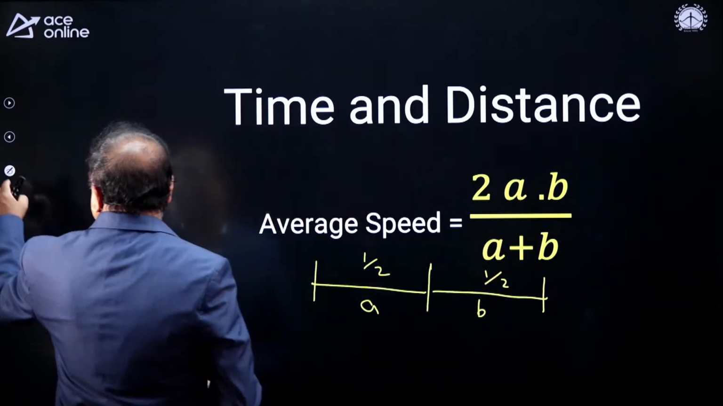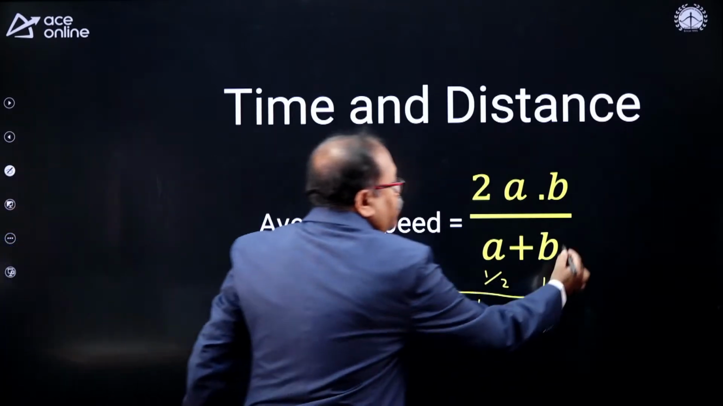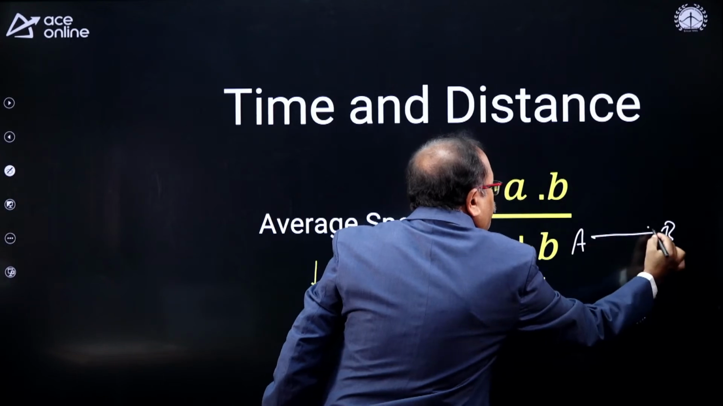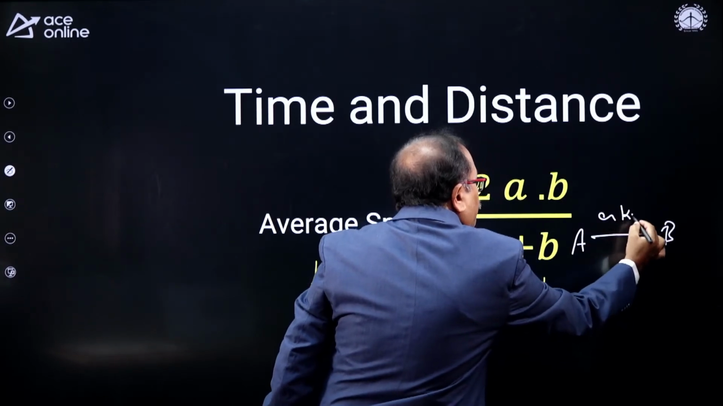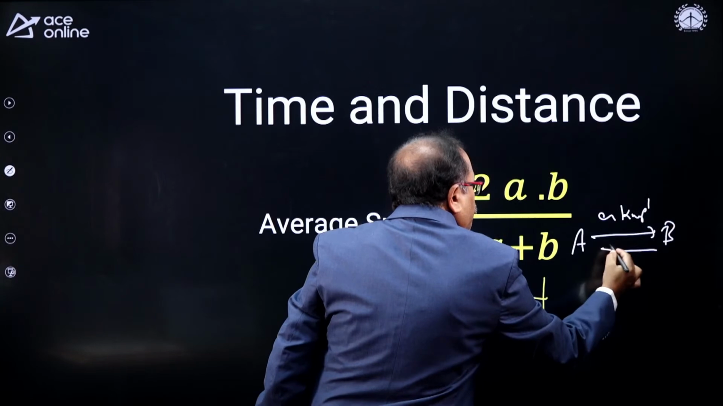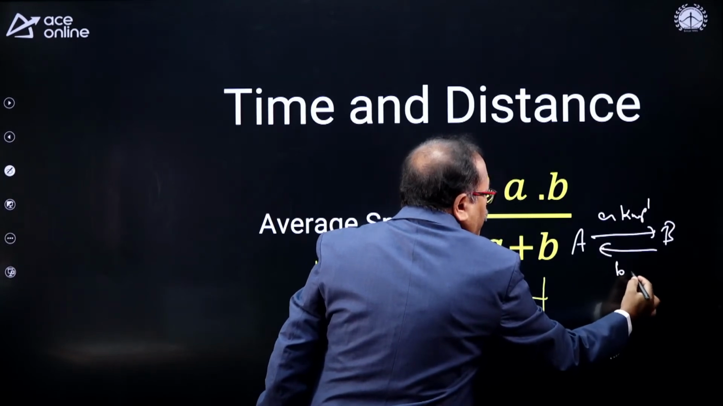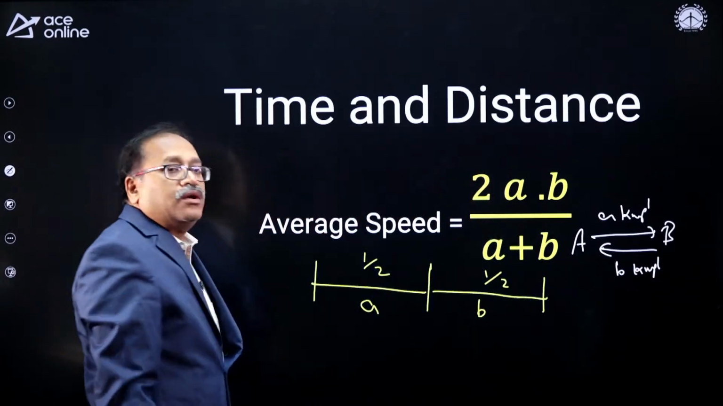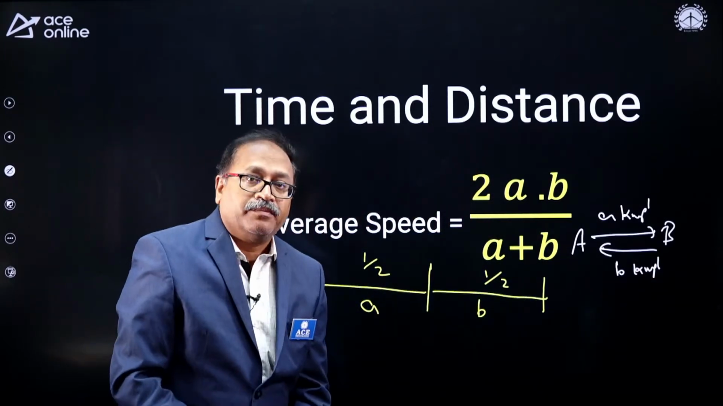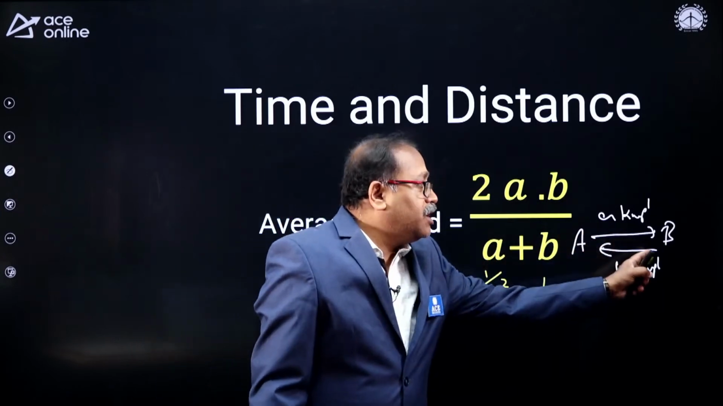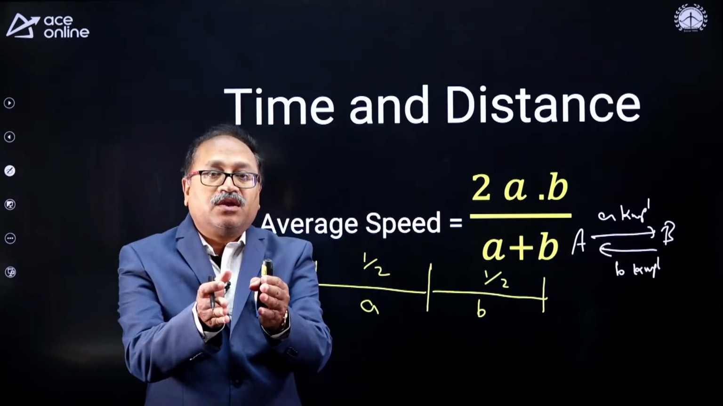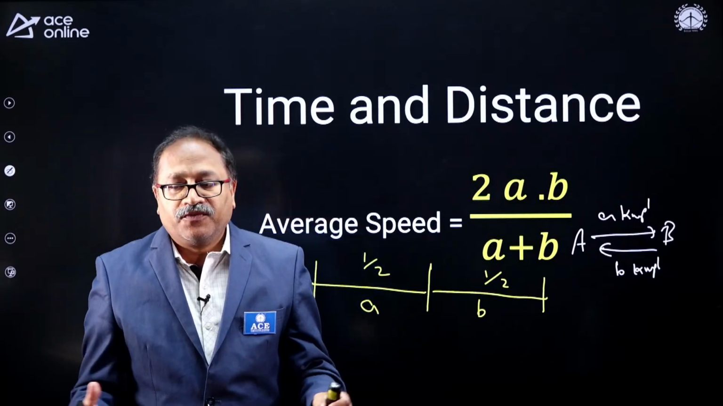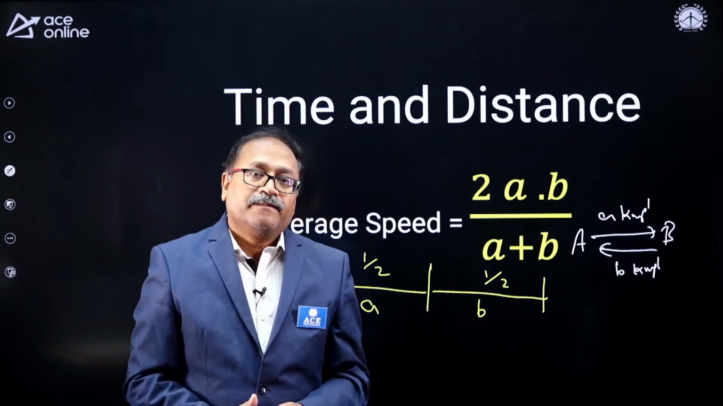Or I will take another case, where this is point A and this is point B. From A to B, it moves with a speed of A km per hour, and from B to A, it travels with a speed of B km per hour. And the question will be, what is the overall average speed of the whole journey? As here also, A to B and B to A have the equal distance, that means the total distance is travelled in two equal parts. Therefore, I can apply this formula here.